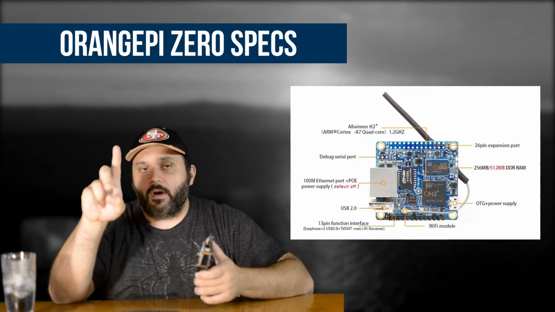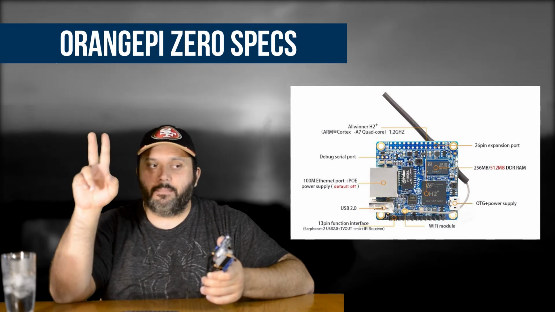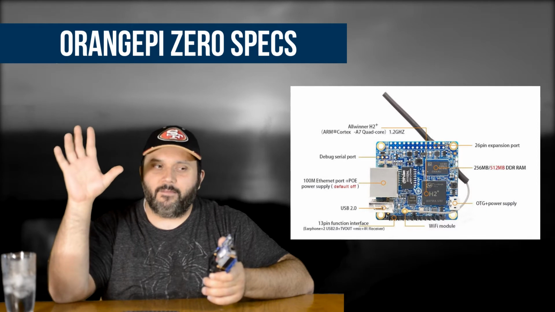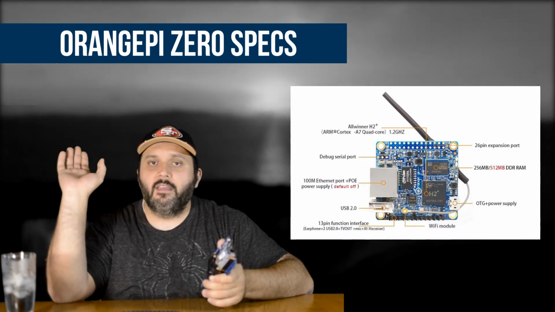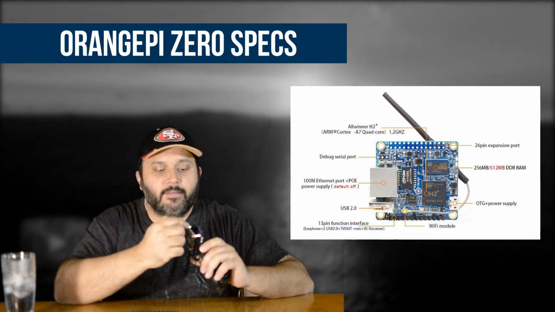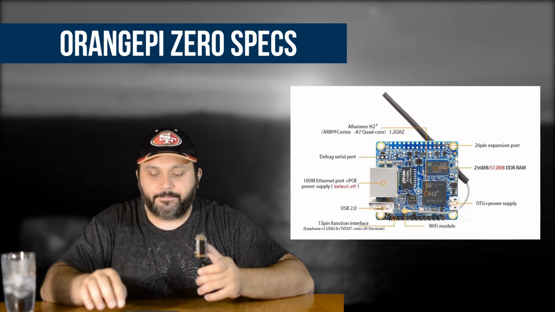They also have one USB 2.0 port, a 100 megabit per second Ethernet port, and built-in 2.4 gigahertz 802.11 b/g/n Wi-Fi, as well as a 26-pin GPIO header that has no pins populated to it by default. And then, of course, you have the 13-pin interface that we spoke about earlier.